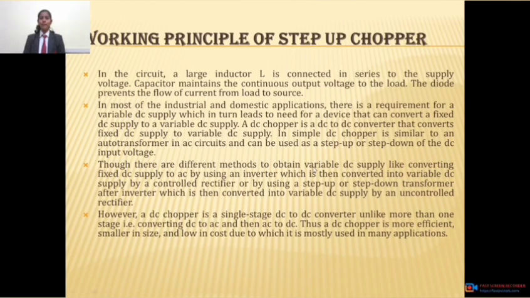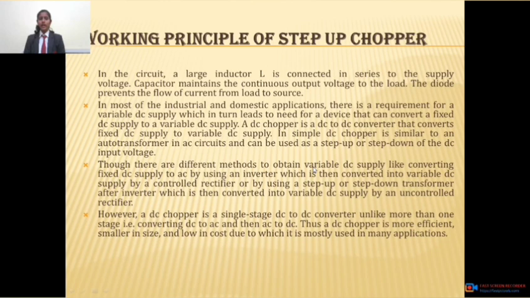Application: there is a requirement for a variable DC supply, which in turn leads to a need for a device that can convert a fixed DC supply to a variable DC supply. A DC chopper is a DC to DC converter that converts a fixed DC supply to a variable DC supply. Simply, a DC chopper is similar to an autotransformer in an AC circuit and can be used as a step-up or step-down of the DC input voltage.